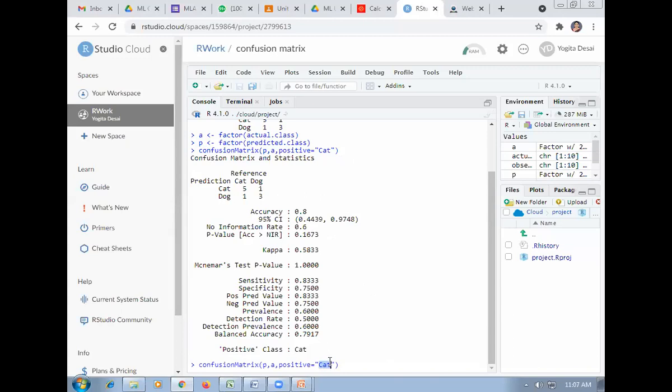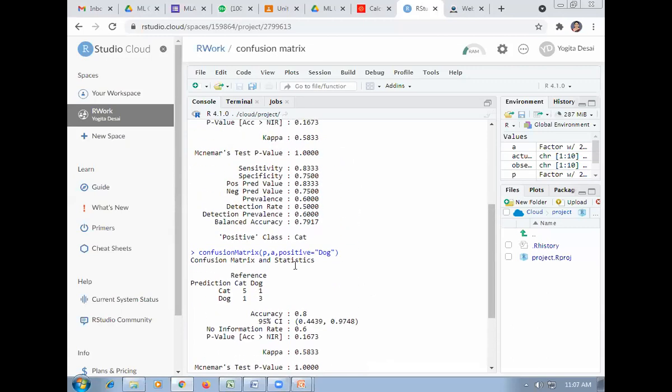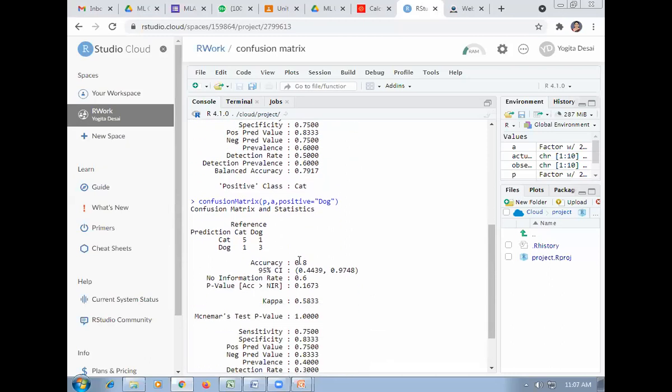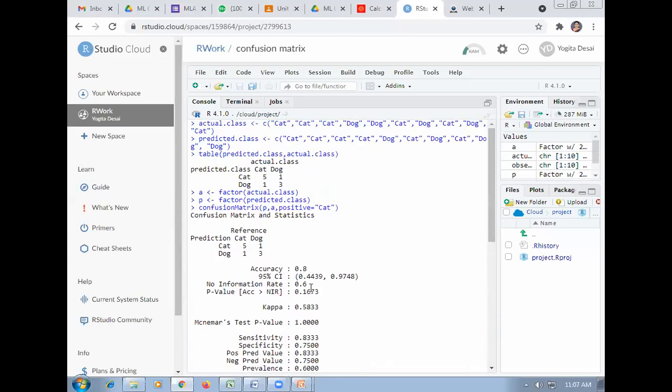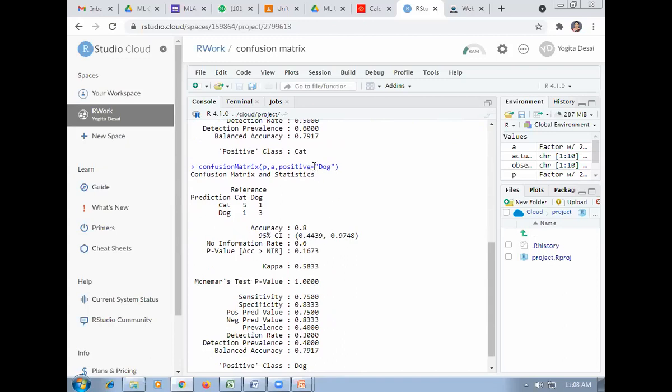Now what will happen if we give the positive class as dog? If we give the positive class as dog, some values are changing. Again the accuracy is 0.8. Why is it 0.8? Because the true positive and true negative counts are the same, that is 5 and 3. It is 8 out of 10. The TP and TN values are 5 and 3, with a summation of 8, so the accuracy is 0.8. Whether the positive class is cat or dog, it is the same.